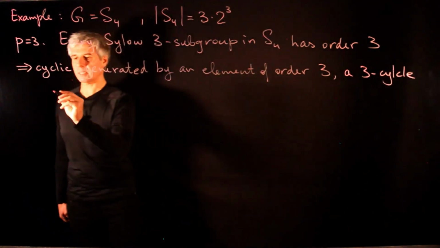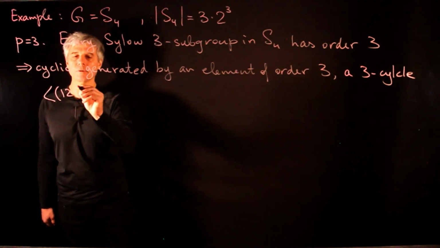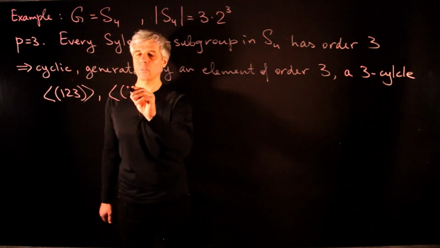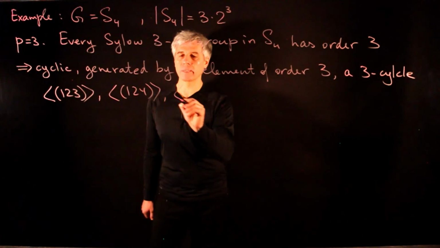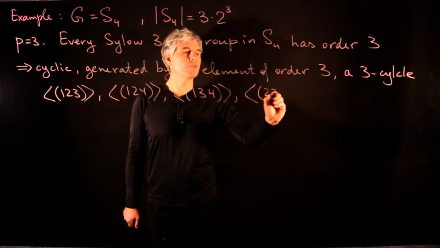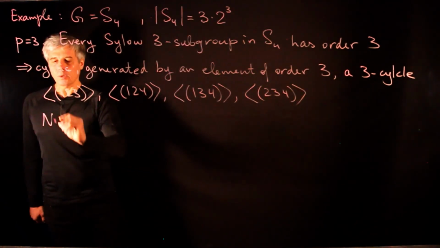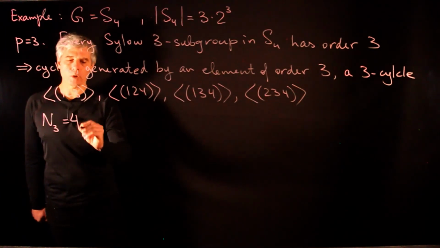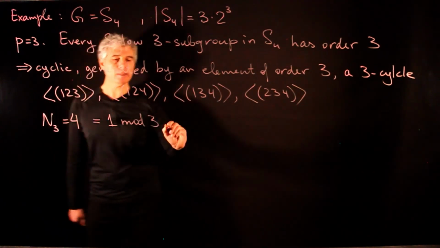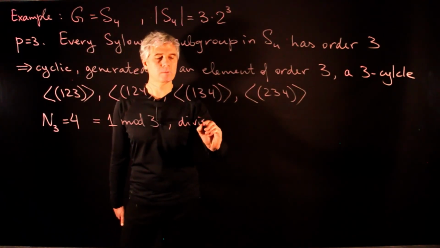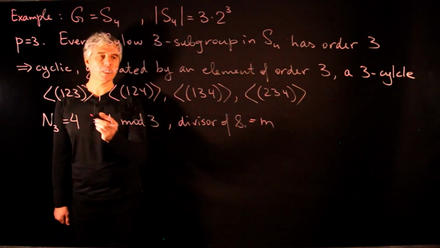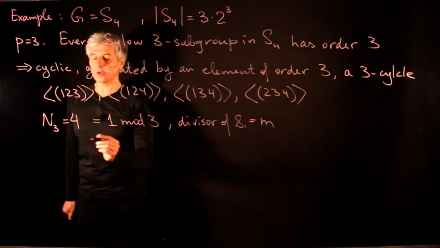So this tells us that the subgroups are generated by (1, 2, 3), which also contains the cycle (1, 3, 2), then (1, 2, 4), then we have (1, 3, 4), and finally (2, 3, 4). So the number of Sylow 3 subgroups is equal to 4, and we can see that this is equal to 1 mod 3. And it's also a divisor of 8, which is m in this case. We can also see that these subgroups are all conjugate to each other.